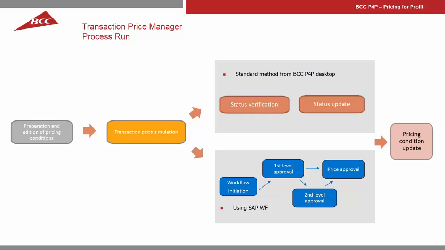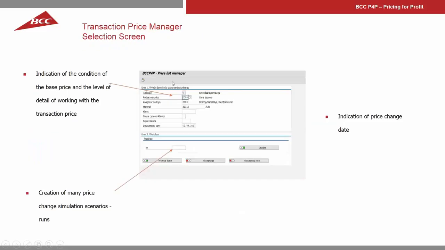The common feature is the ability to associate the transaction price manager with the approval module, either through approval by the PCC pricing for profit panel or via the workflow. Rules similar to the previous one. And the process ends with an update of the relevant pricing conditions. Okay, by analogy with the pricing manager, we will make selections in the base price, additional terms, or price change dates in the selection screen. The process will also be based on scenarios.